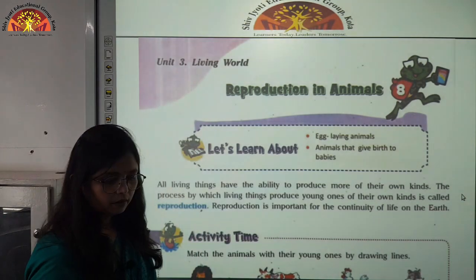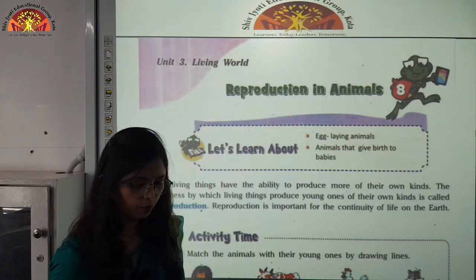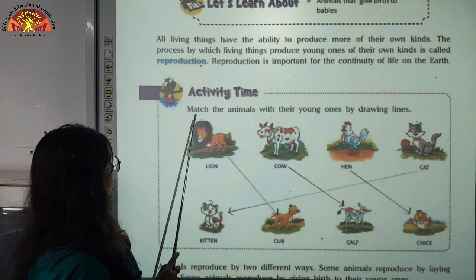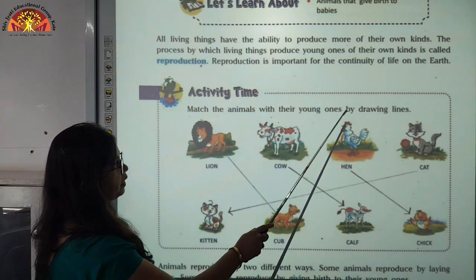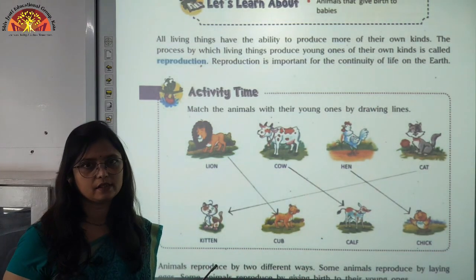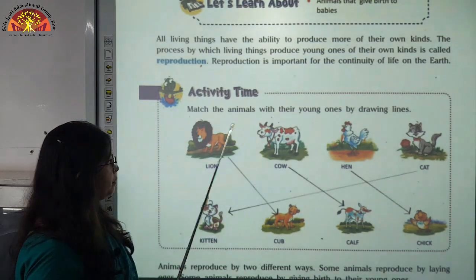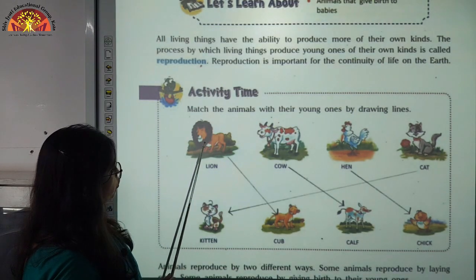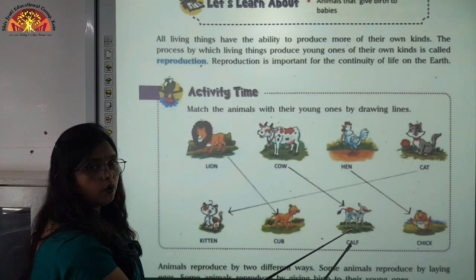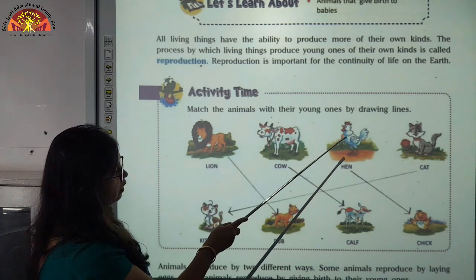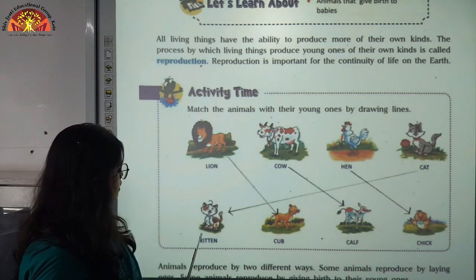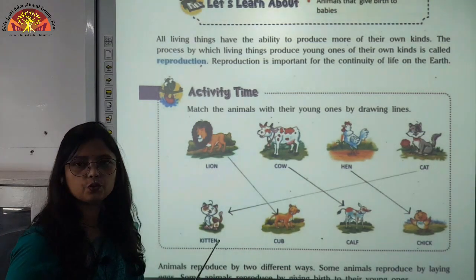So children, let's do this activity which is given in your book. Before moving further, match the animals with their young ones by drawing lines. In your previous classes, lower classes also, you might have studied the names of the baby animals. So here, we will match lion with cub. Then cow, the baby cow is called calf. Then hen, baby hen is called chick. Then cat, so baby cat is called kitten. So you have to match them through these lines.